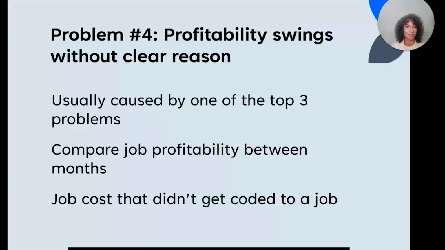Number 4, don't worry, I've only got 5. Number 4, profitability swings. What we're trying to do with the WIP is get rid of this wildness in gross profit.